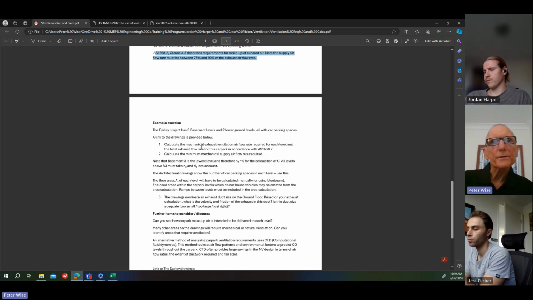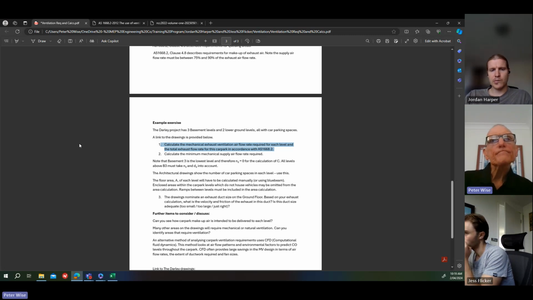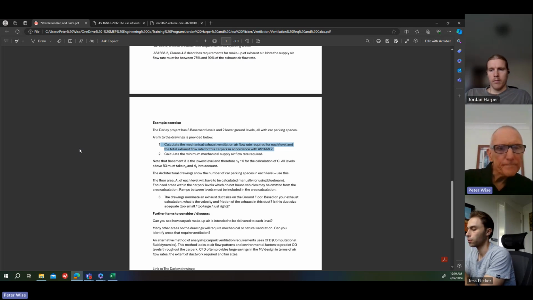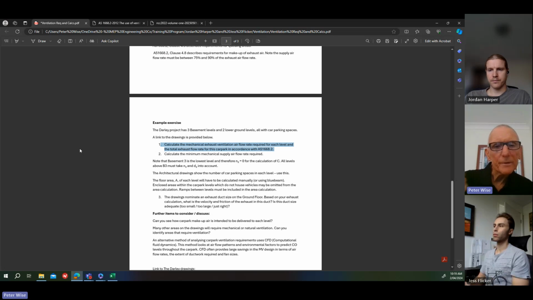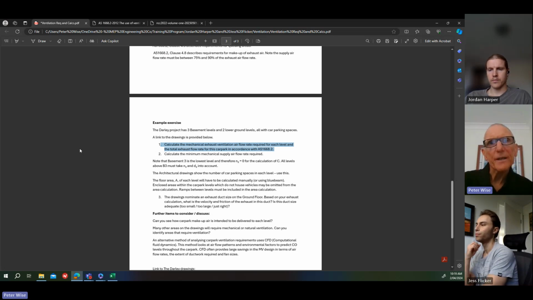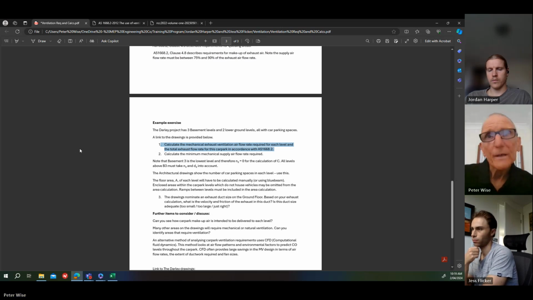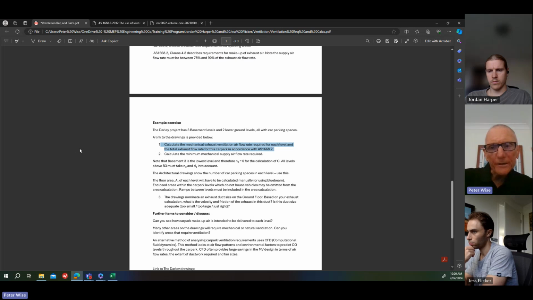So first thing I've asked you to do, calculate the mechanical exhaust ventilation rate required for each level and the total exhaust flow rate in accordance with AS 1668 Part 2. So just using the procedure we just talked about, just calculate how much exhaust air you need for each level, and the total is, you just add them up, because you'll have one common exhaust system. It's very rare that you have a number of exhaust systems, but you can do that. But let's just assume we've got one exhaust system in this case. And when you look at the drawings, the architect has made provision for one exhaust duct at the ground level. It shows it coming up through from below. So there's just one exhaust system proposed.